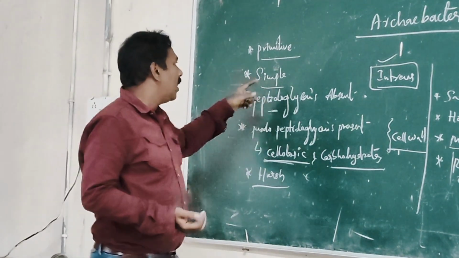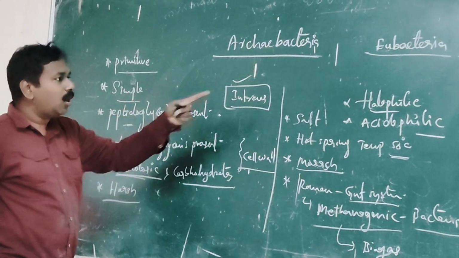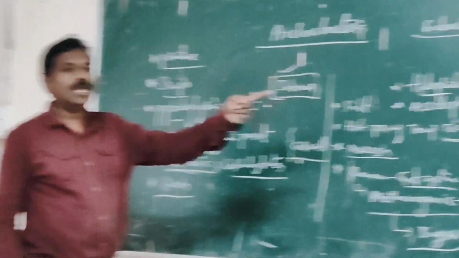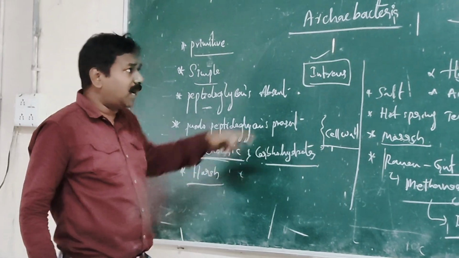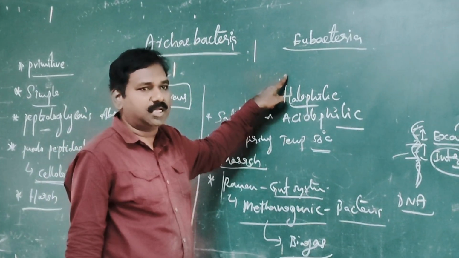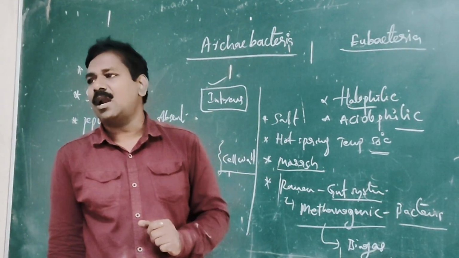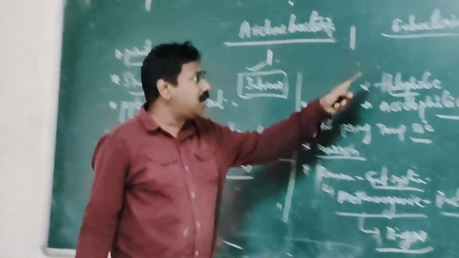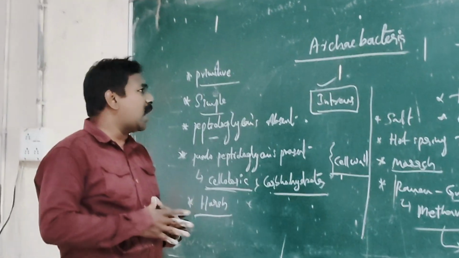You can write that archaebacteria is very primitive, while eubacteria is a modern type of bacteria. Archaebacteria structure is simple, while eubacteria structure is complex. Peptidoglycan is absent in archaebacteria, while it is present in eubacteria. Archaebacteria can survive harsh conditions, but eubacteria cannot tolerate them. Introns are present in archaebacteria, but absent at the DNA level in eubacteria.